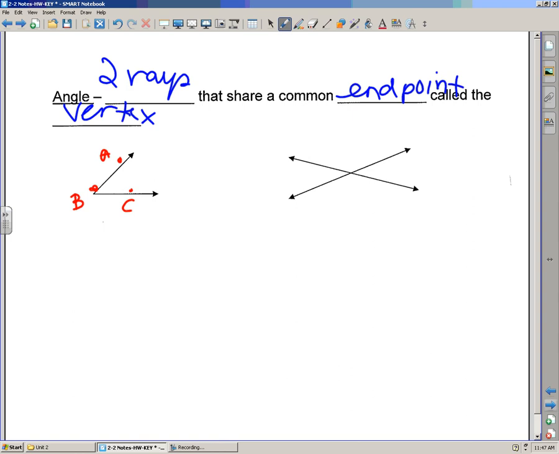There are 2 ways to name this angle. The vertex letter is always in the middle. So one angle name for this would be angle ABC, or because there's no confusion, there's only one angle, we can use angle B, the vertex letter.